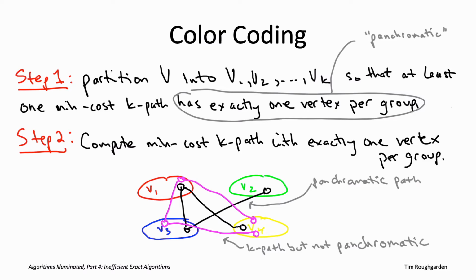So let me respond to those two sources of skepticism in order. Let me first show you that, in fact, we can, using dynamic programming, compute a minimum cost panchromatic path faster than any of our attempts to just directly solve the minimum cost k-path problem. Then, after we've seen how to implement step 2, we'll return to step 1, and I'll explain how exactly we compute this vertex partitioning. Spoiler alert, it's going to involve randomization.